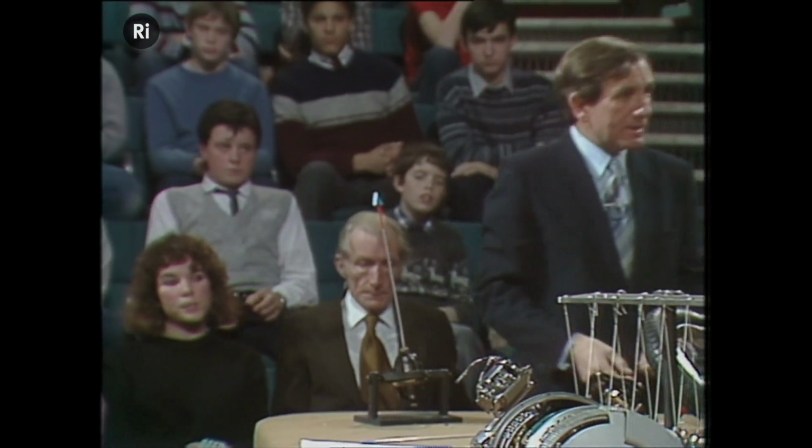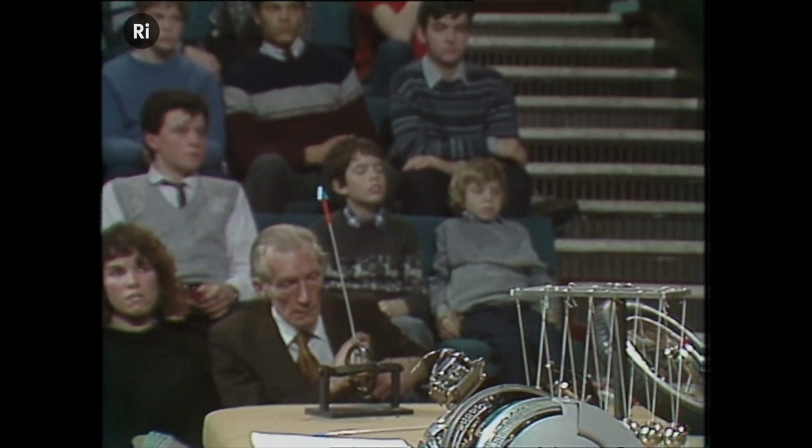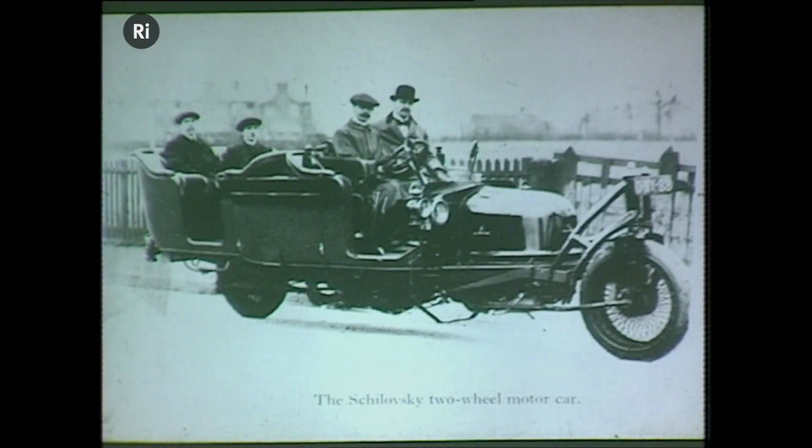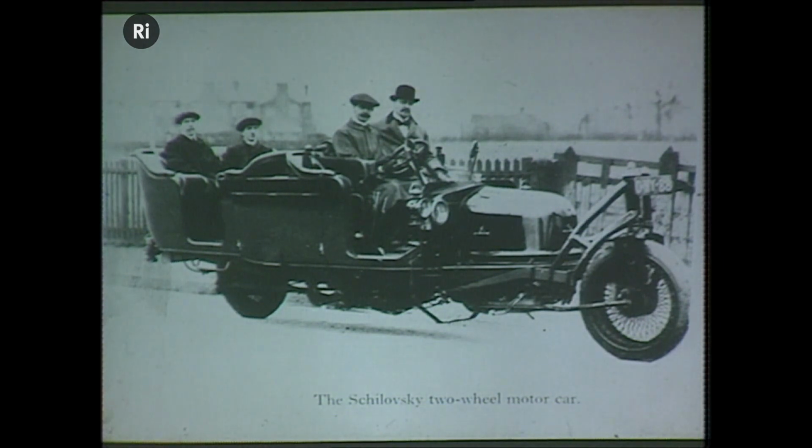Now the slide shows a device that was invented about the turn of the century by an inventor in this country for a two-wheel car. And those four Edwardian gentlemen are actually sitting on top of a large wheel inside the body of the car in that sort of configuration, keeping the car stable on two wheels.